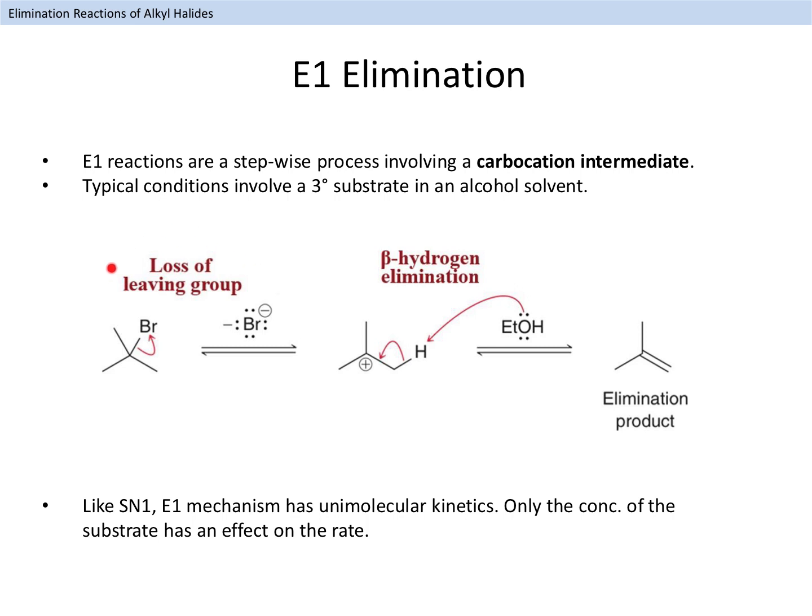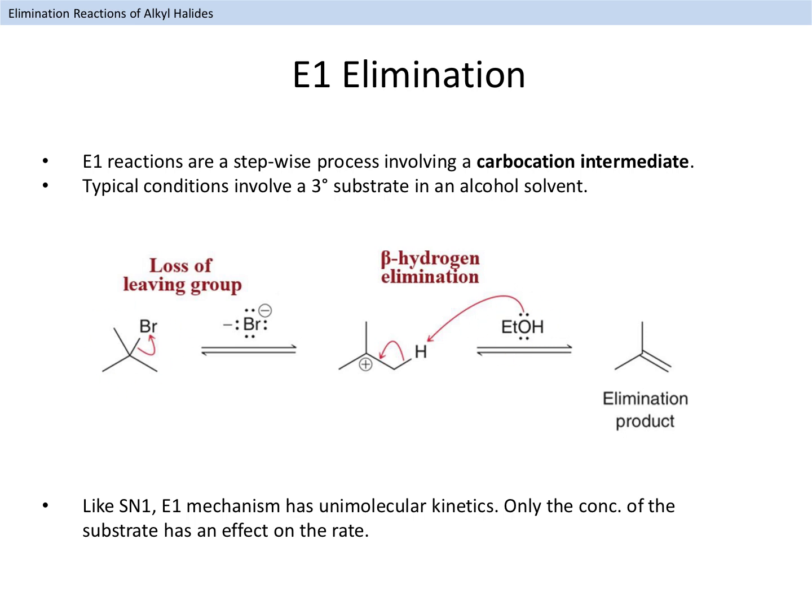Consider the example transformation below, which proceeds by an E1 mechanism. In the first step we see a loss of leaving group occur, as the bromine departs with the electrons in the covalent bond. This results in the formation of a carbocation intermediate, and a bromide anion. Next, a beta hydrogen is removed. This is a proton transfer step. The electrons that were shared with hydrogen now go to form a pi bond, resulting in the elimination product. Typically, E1 reactions occur under conditions that involve a tertiary substrate in an alcohol solvent.